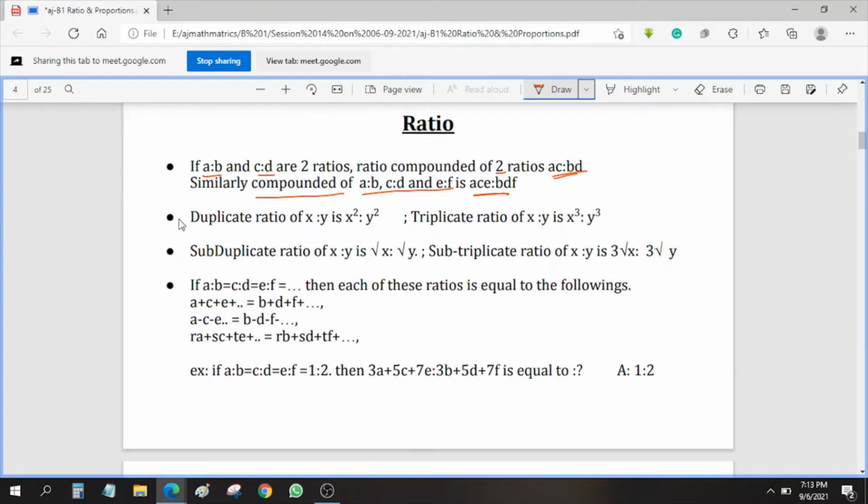Now sometimes you can be asked about a duplicate ratio or a triplicate ratio. The duplicate ratio of x is to y is x square is to y square, which simply means the square of that. Triplicate ratio means what?